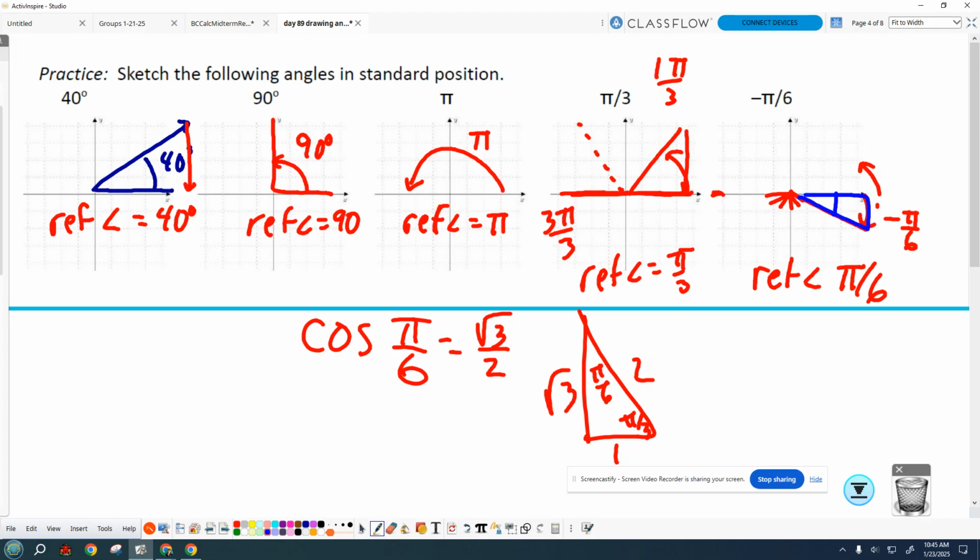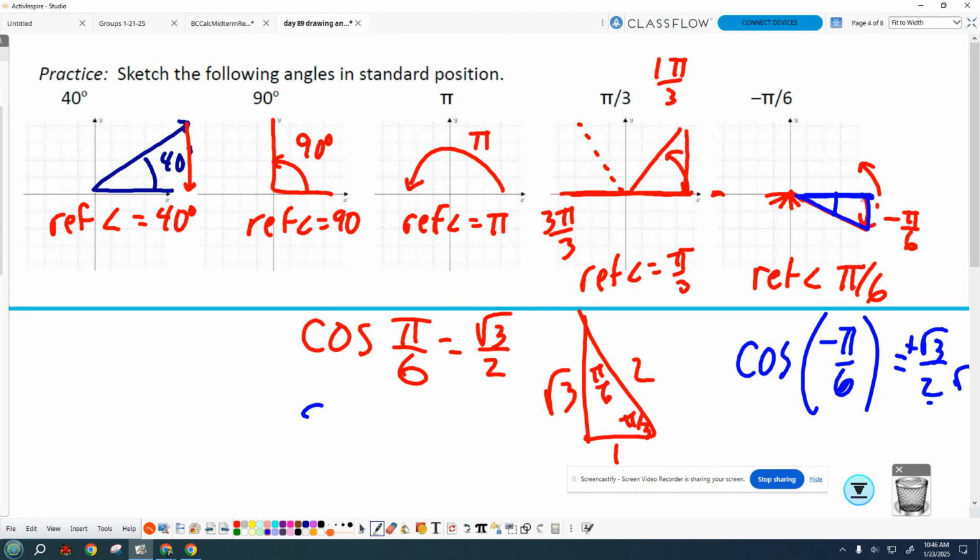This triangle, reference angle is pi over 6, so cosine of negative pi over 6 is also root 3 over 2. It might be negative, or it might be positive, but it's going to be root 3 over 2. Is cosine the x direction or the y direction? It's the x direction. So is the x direction positive? So cosine of negative pi over 6 is also root 3 over 2.